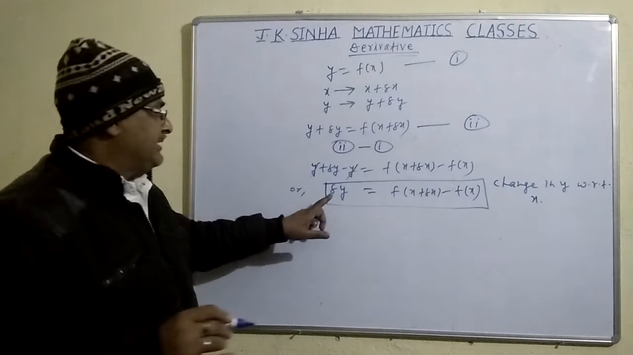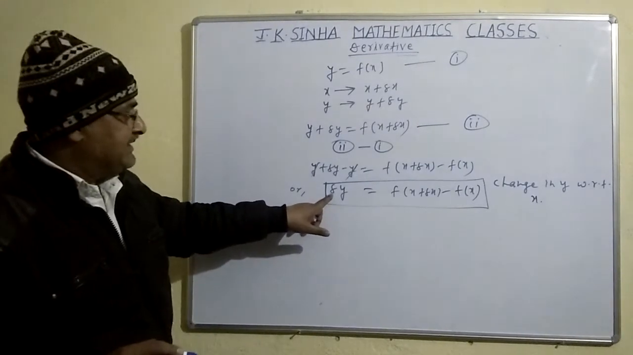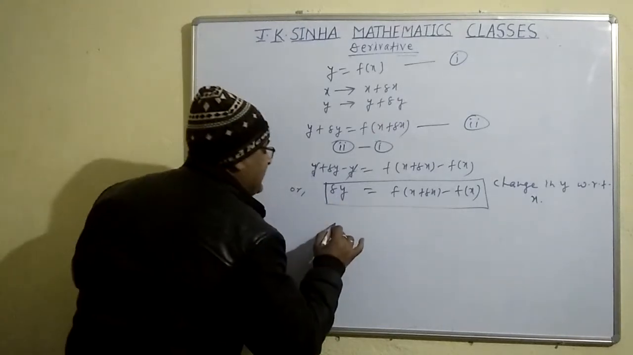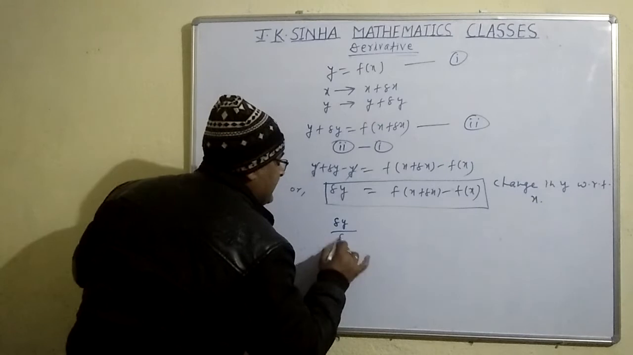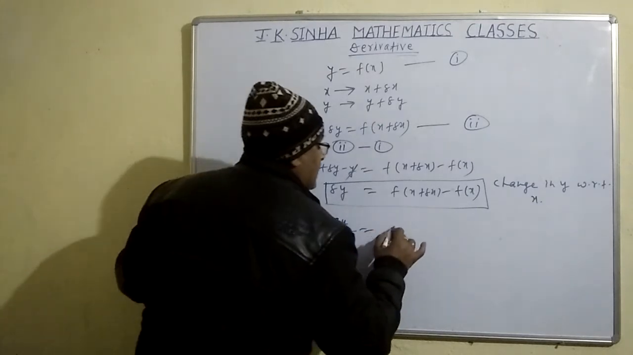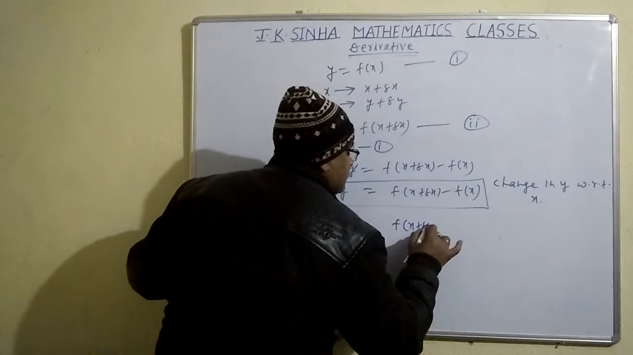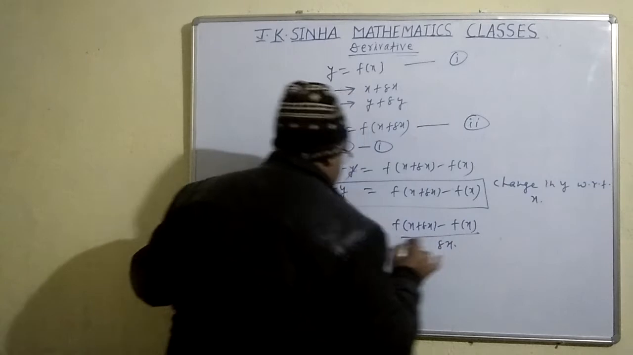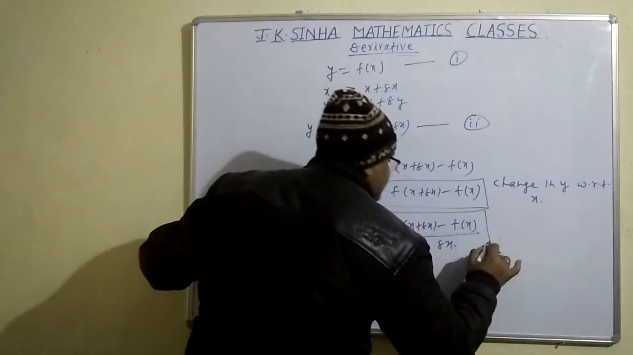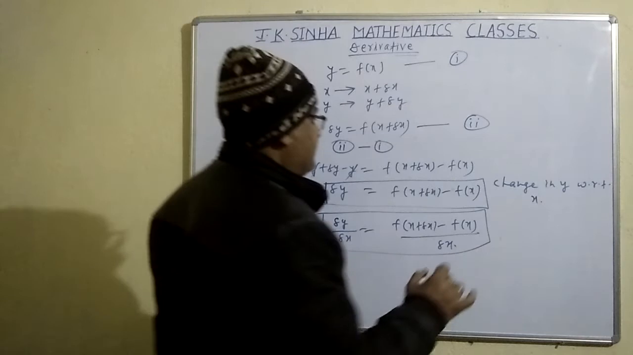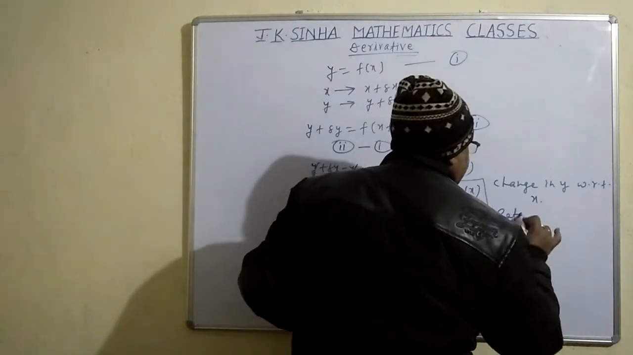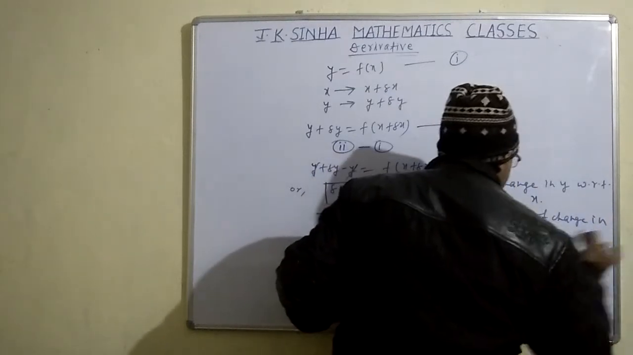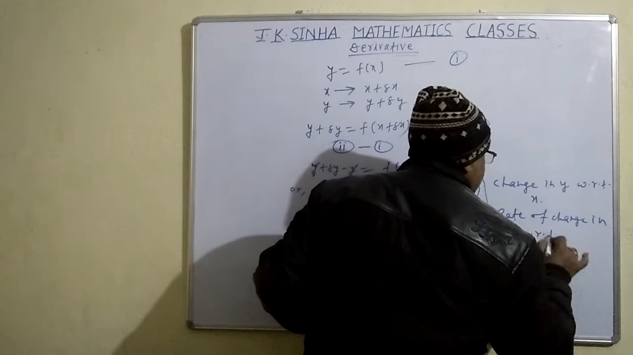When we divide change in y, that is del y, by change in x, that is del x, then we get del y by del x equal to f of x plus del x minus f of x upon del x. This is the rate of change in y with respect to x.